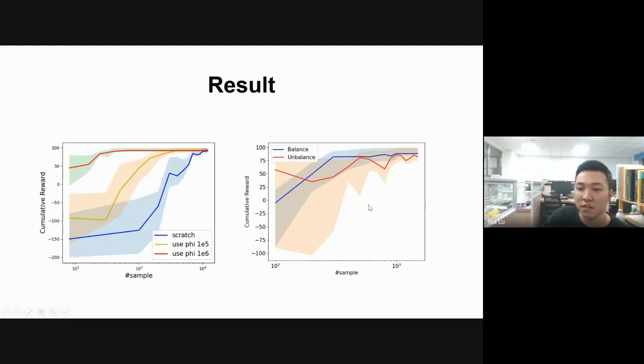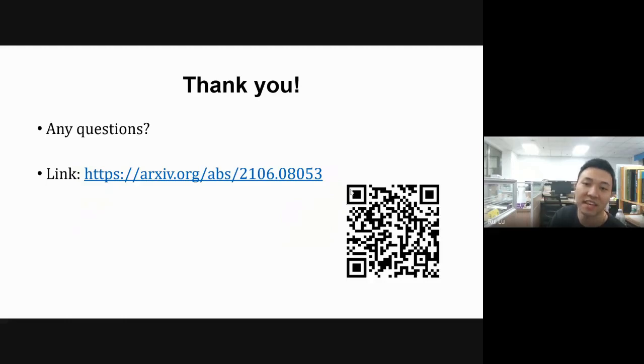And the figure on the right illustrates the importance of kappa. If kappa is small, which means the features are balanced, then you just need several hundred, maybe 200 to 300, samples to have a good policy. But if it's unbalanced, which means kappa is quite large, then the required number of samples to learn a good policy is more than 1,000. And this factor is exactly capital D over small d. And this corroborates our theoretical findings. Okay, that's the end. Any questions?